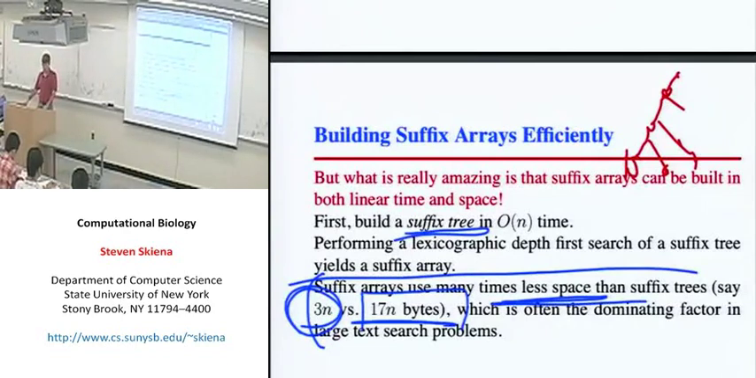Okay? So suffix arrays are useful things. Suffix trees are useful things. Theoretically, suffix trees are more useful because you can do these other algorithmic things probably easier. In practice, suffix arrays are probably pragmatically a better thing, just because you use less space and they're easier to think about. Any questions about that?